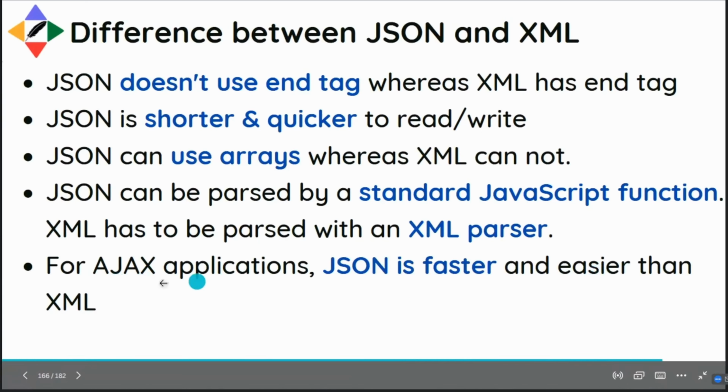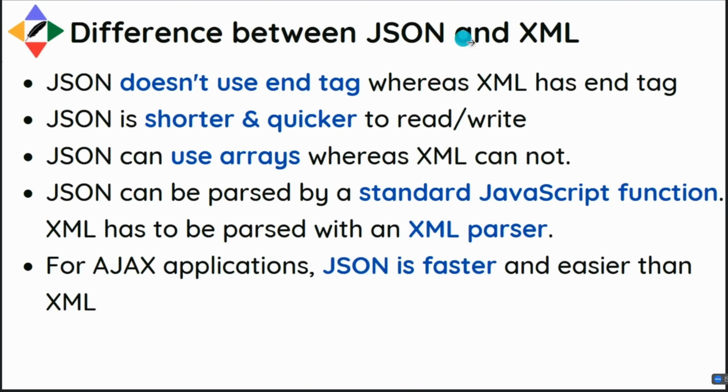Mind you, an Ajax application can use either JSON or XML. Both can be used. Yesterday we saw XML, and today we'll see how that can be done through JSON as well. Okay, we'll see that now.